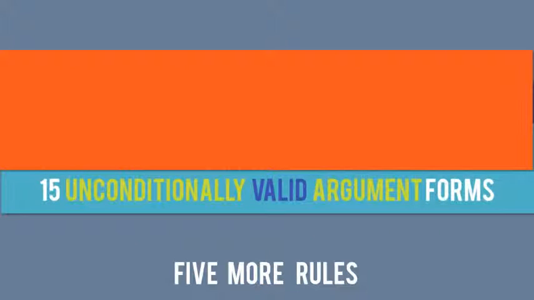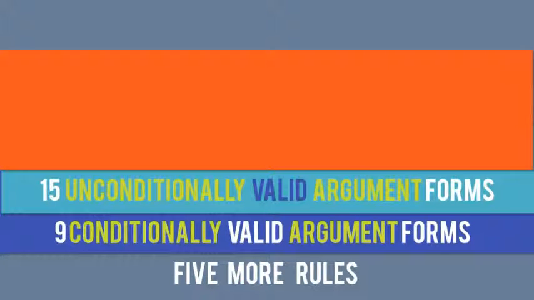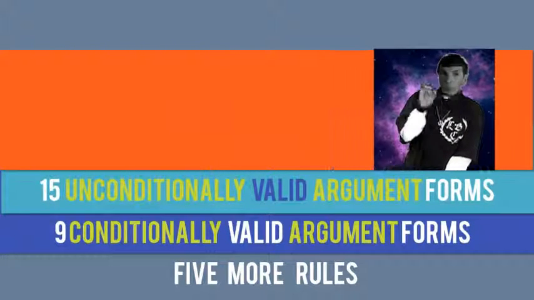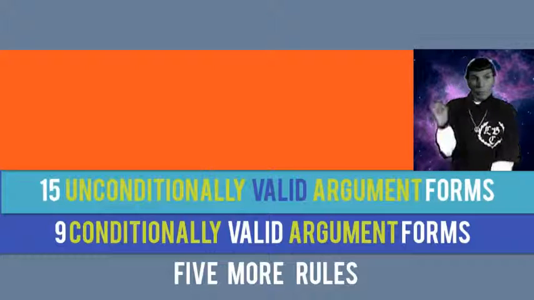Well, if you're willing to learn just 5 more rules, you'll discover that there are 15 unconditionally valid argument forms. 15 arguments that, if the premises are true, the conclusions absolutely have to be true. There's also 9 conditionally valid argument forms that, under certain conditions, will always be true. And if you're willing to just drill through to get those last pieces, then you can rock it like Spock. But unfortunately, we're going to talk about all that next time because we're running out of time.